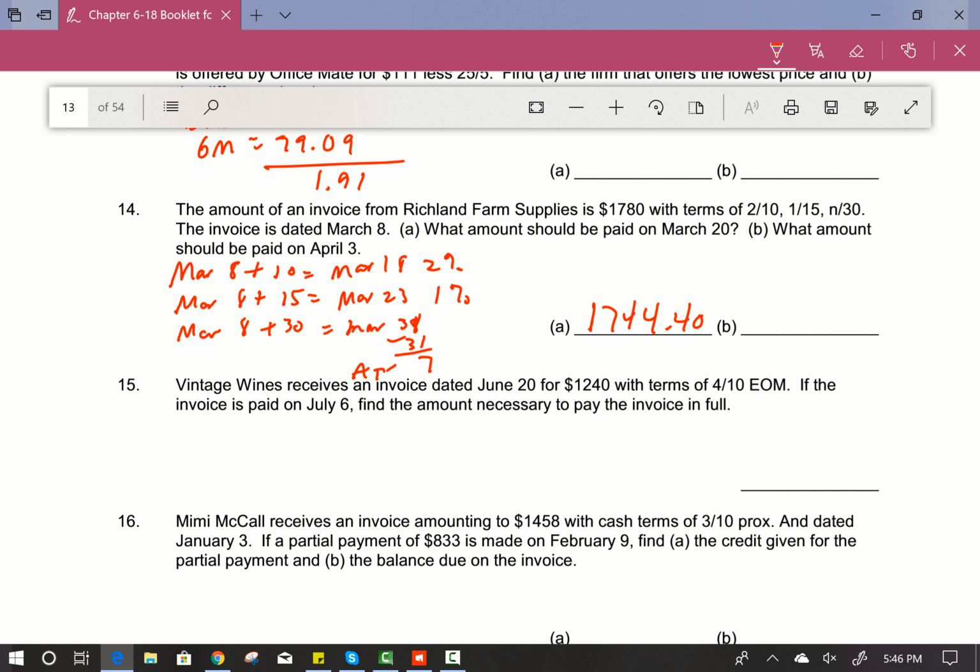And then letter B, what amount should be paid on April 3rd? And let's see, if we would have reached the March 23rd deadline, we would have gotten a 1% discount. But between March 24th and April the 7th, we get no discount, so it's the full amount of $17.80. The full amount is due.